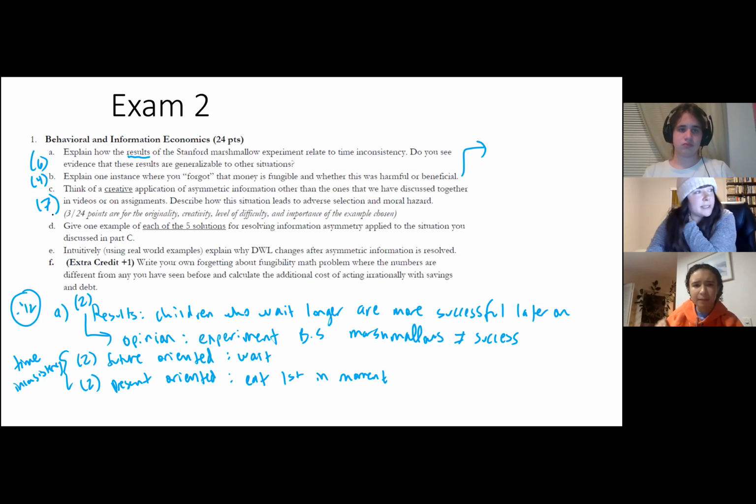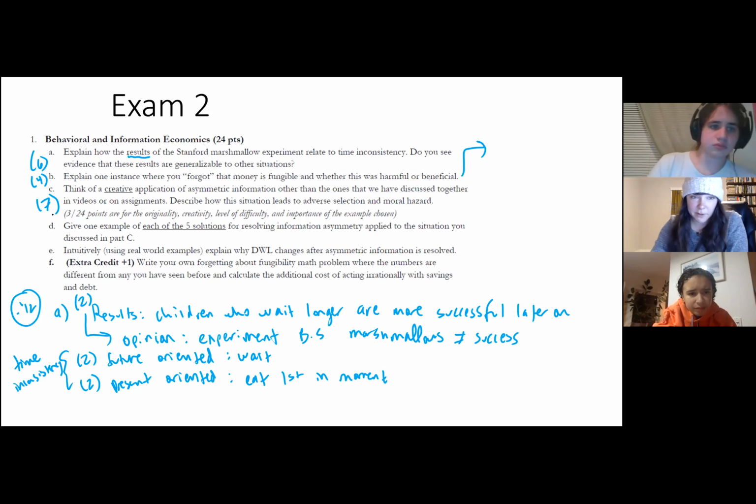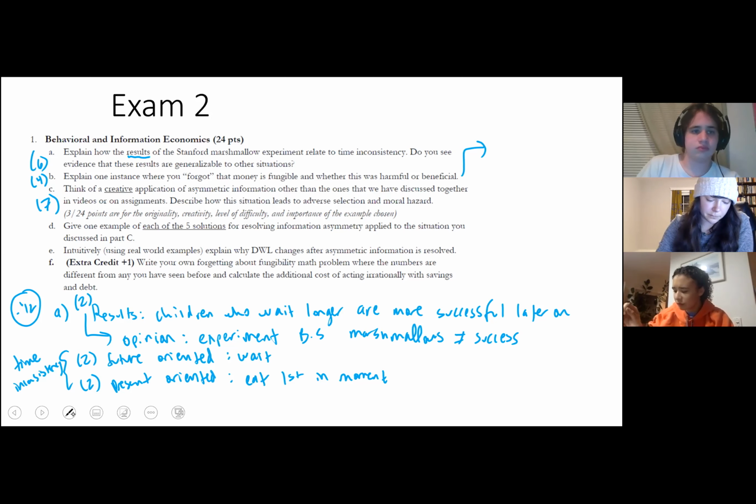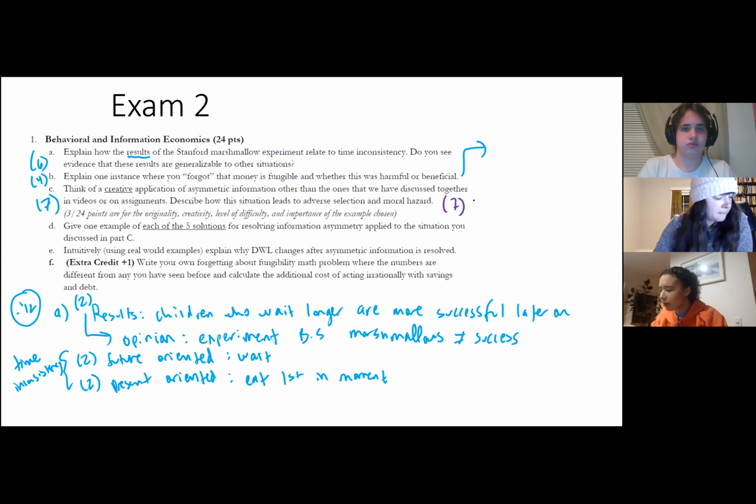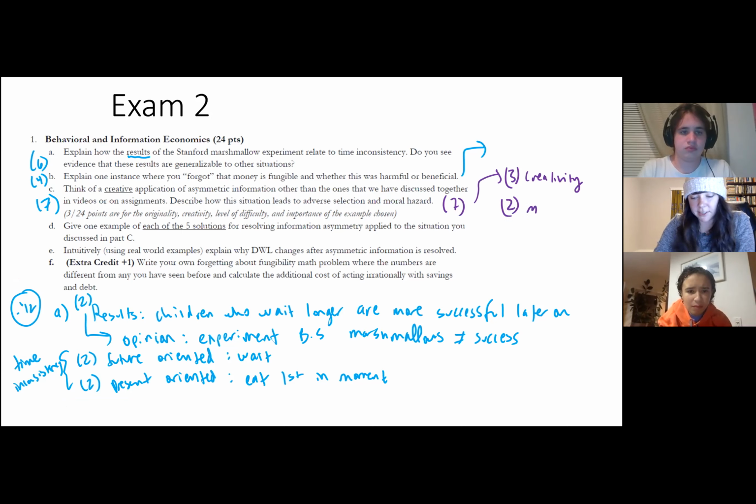People talked about things like drug deals, chewing tobacco and its harmful side effects, buying souvenirs in Paris, Enron, MBA contracts, buying a puppy online, lots of different things that were great examples. One thing, so the way that I allocated those 7 points for C was 3 of them were for the creativity, 2 were for the moral hazard piece, and 2 were for the adverse selection piece.